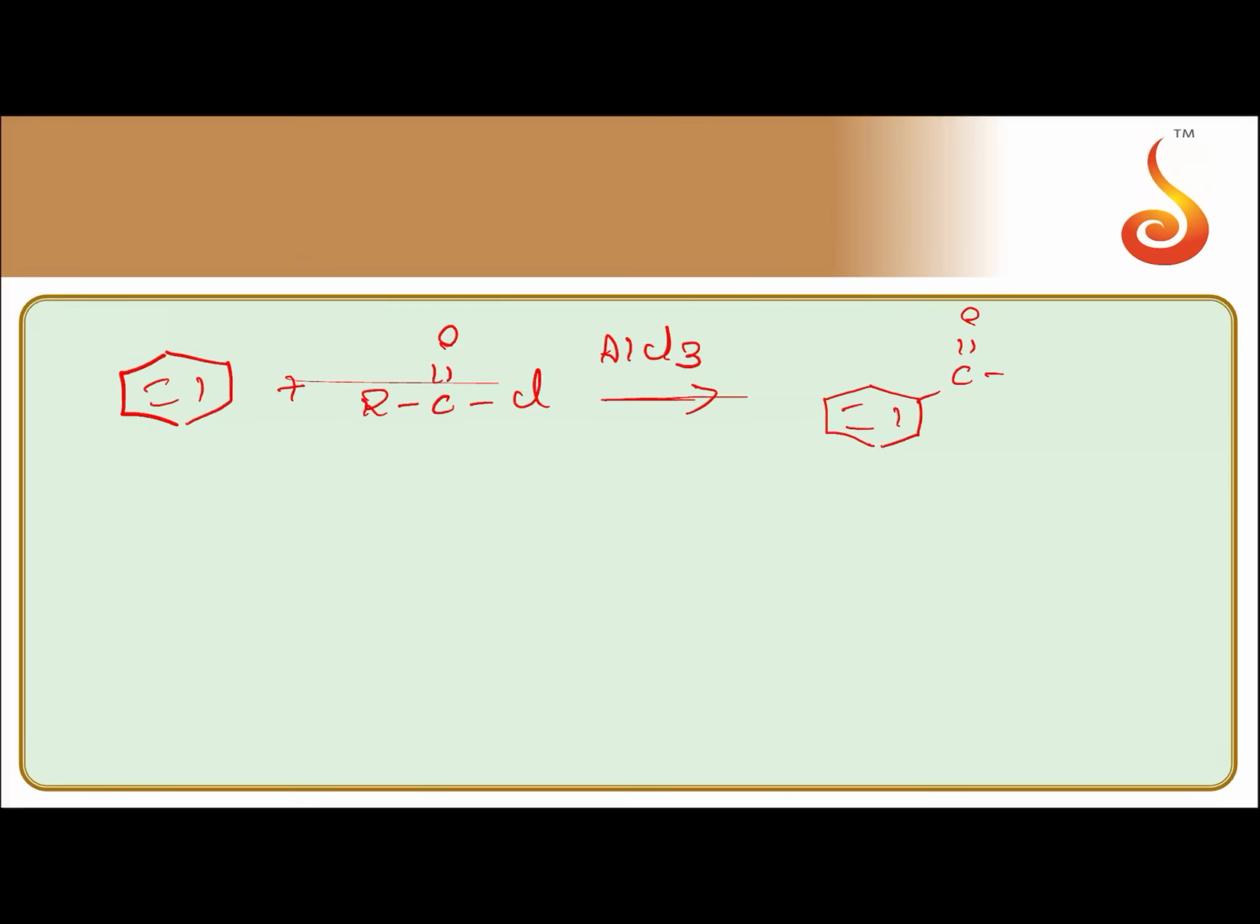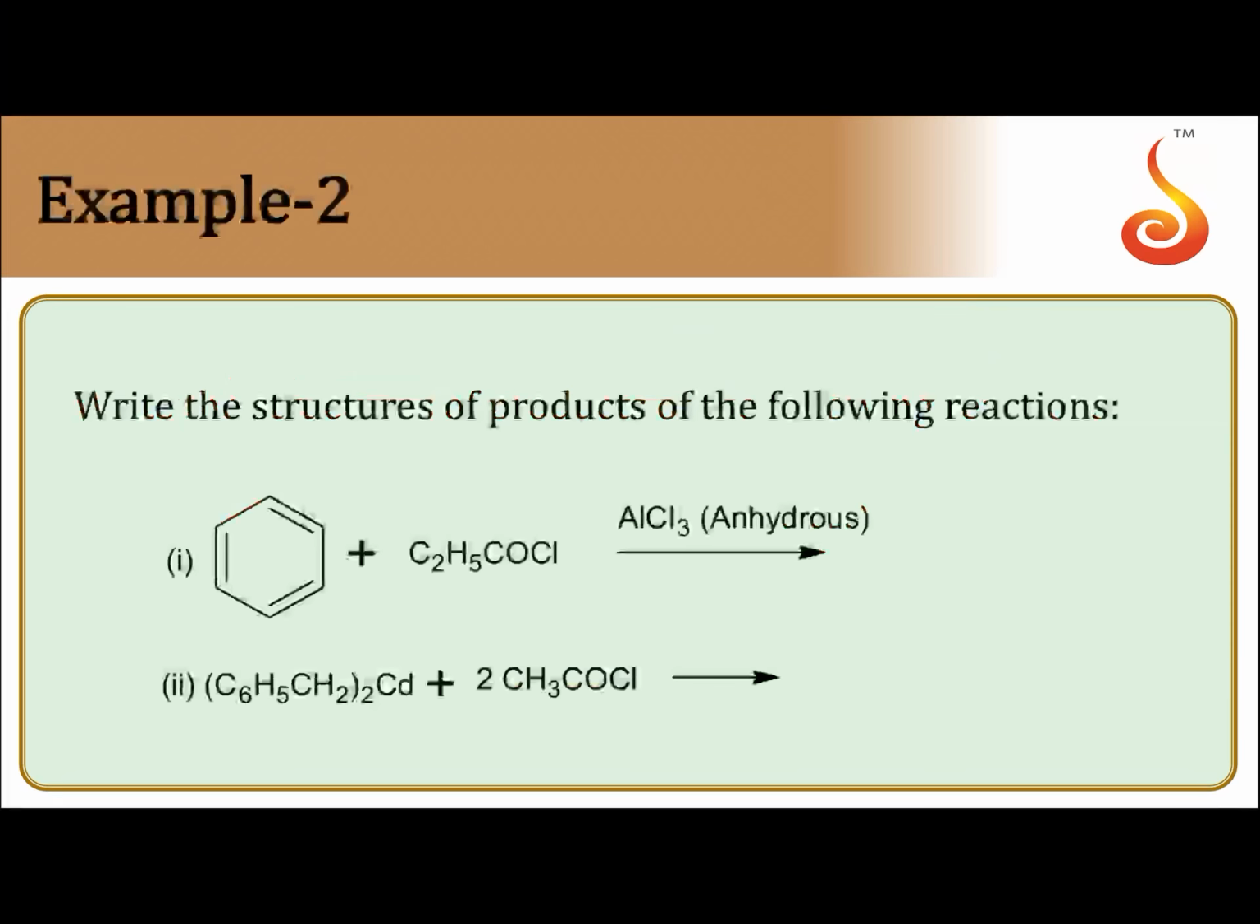Write the structures of products of the following reaction. So, when benzene is treated with acid chloride, C double bond O Cl, in the presence of anhydrous AlCl3, this reaction is Friedel-Crafts acylation. So, what will I get? I will get a ketone here, C double bond O R.